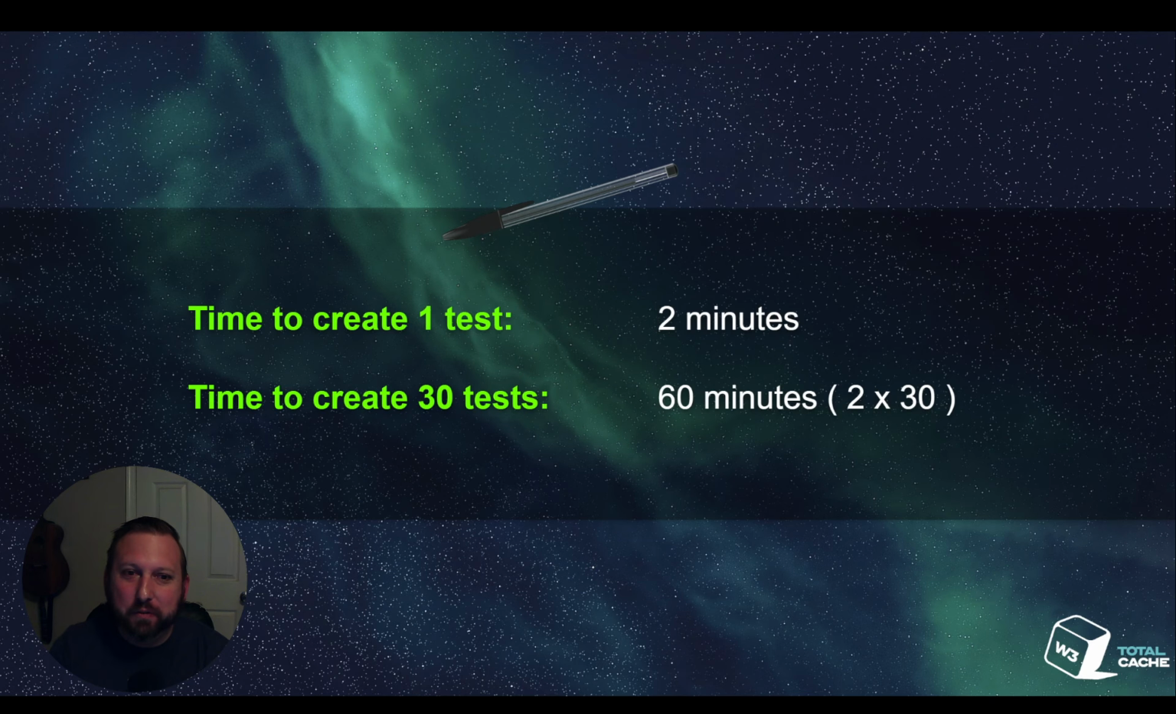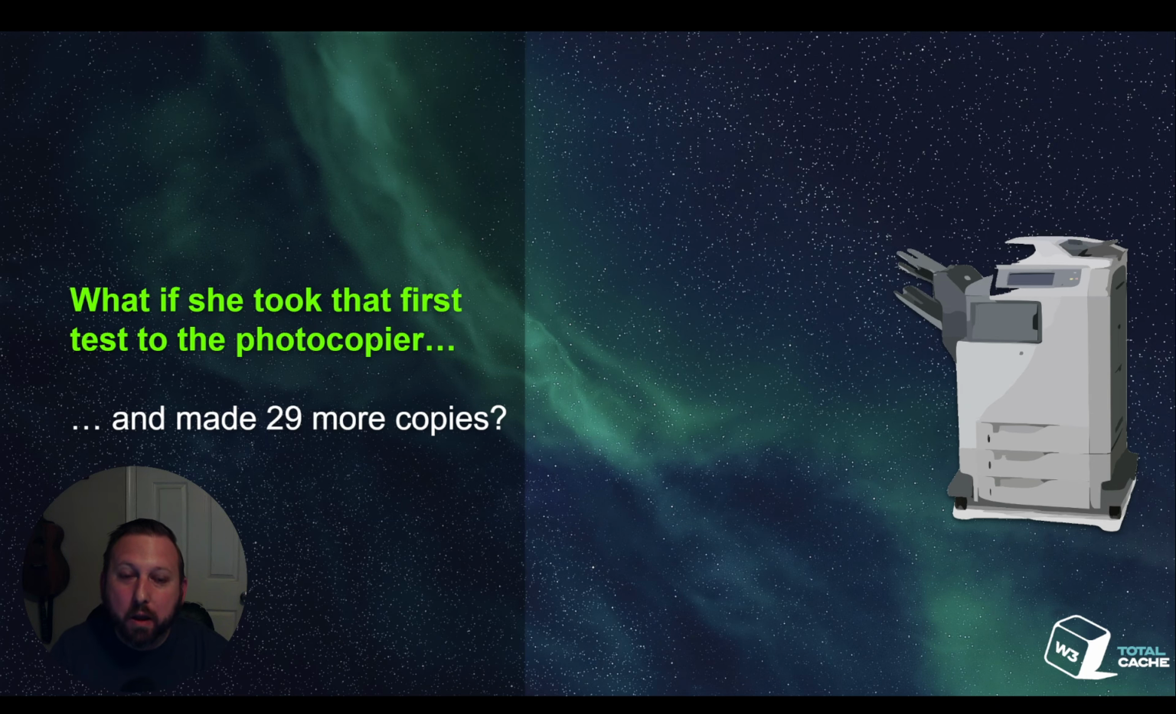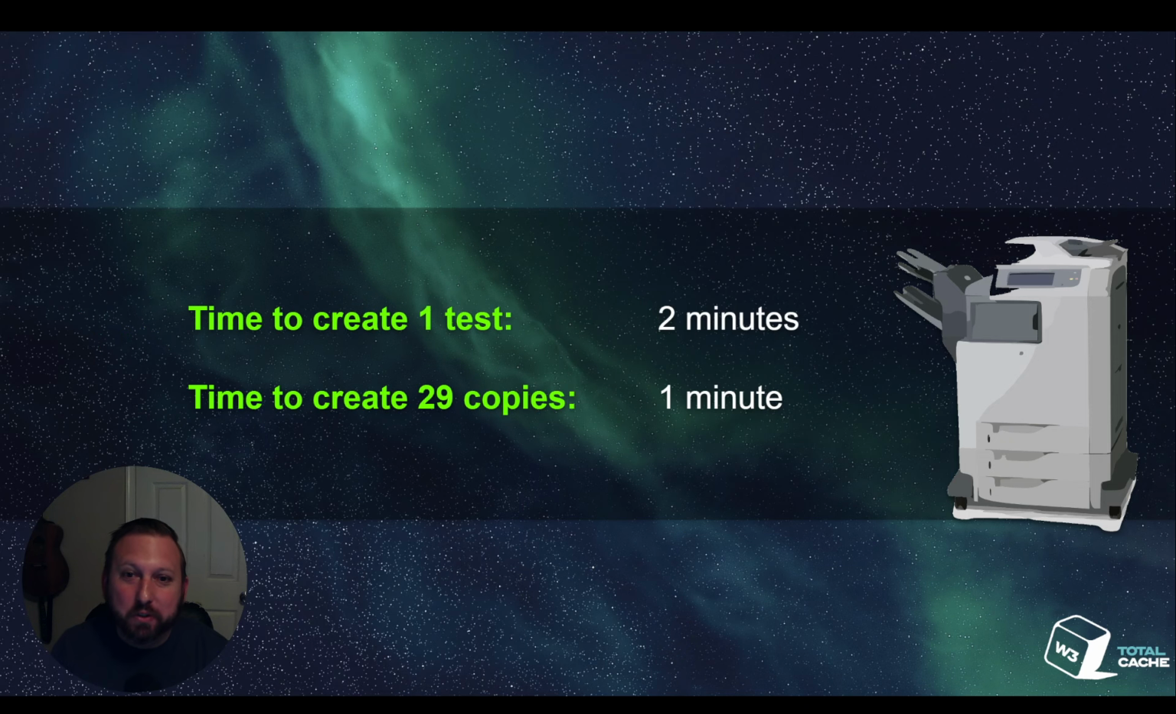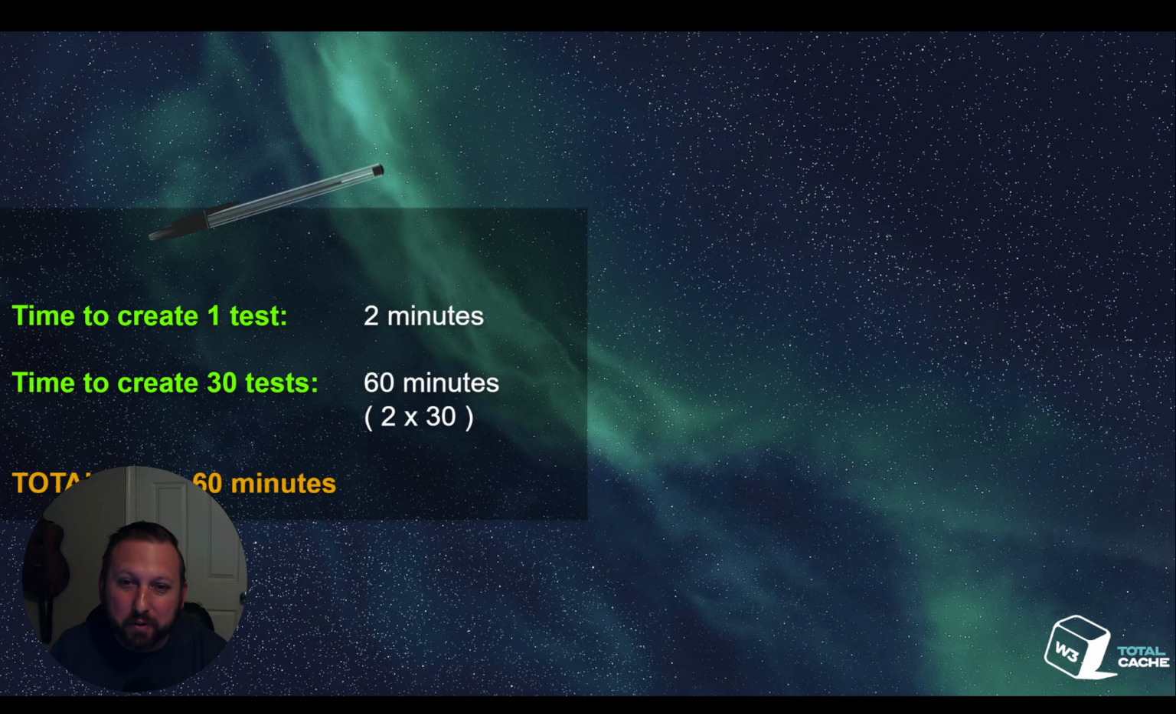Now imagine if she was to write these out by hand, and it took 2 minutes each. If she has to do 30 of them, it's going to take a total of 1 hour. It's going to take 60 minutes. But imagine she took that first test to the photocopier and made 29 copies. It'd be a lot faster that way. So it will take 2 minutes to create the first test, and then less than a minute to create the other 29 copies.